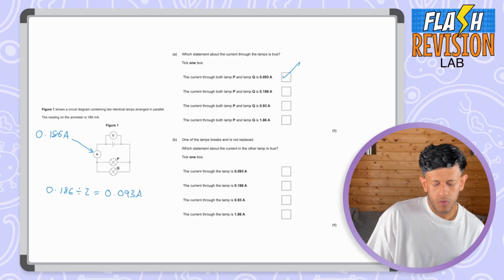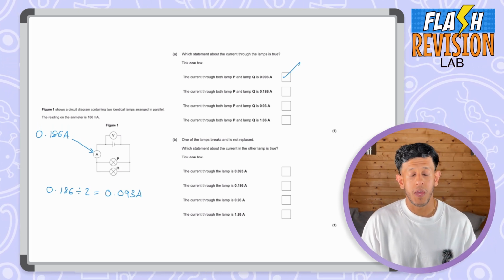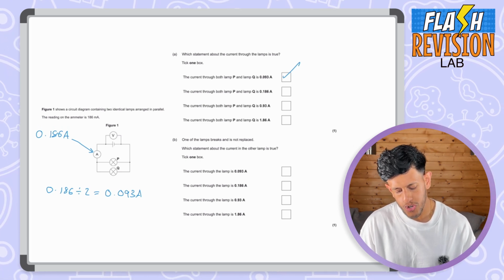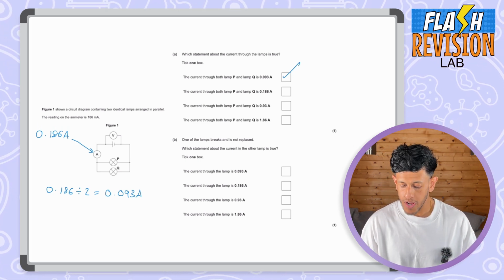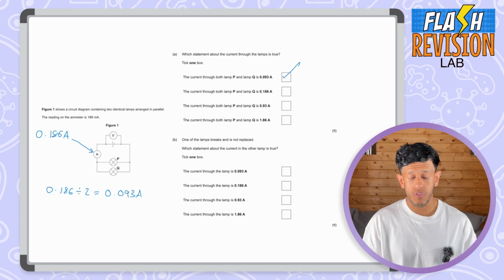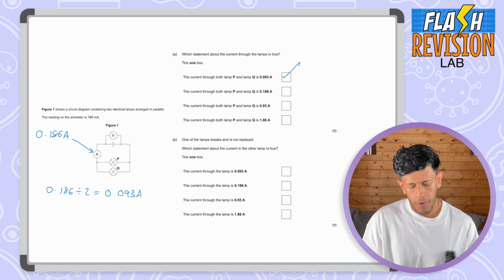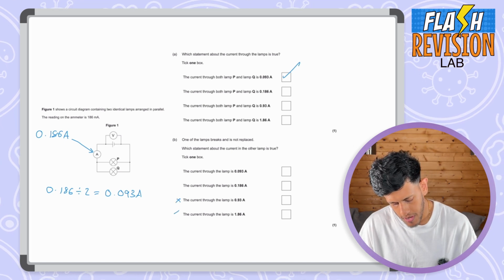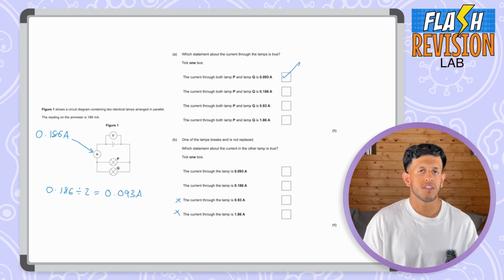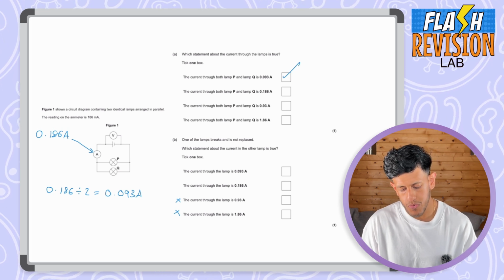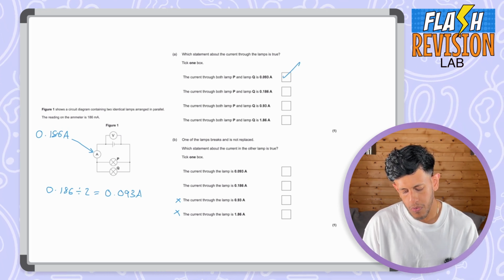Let's take a look at the second one then. It says one of the lamps breaks and is not replaced. Which statement about the current in the other lamp is true? So it's the current through the lamp: 0.093, 0.186, 0.93 or 1.86. Now equally again, the things that aren't true for both questions is that it can't be 0.93 or 1.86. They're not going to be bigger than the current that's actually in the circuit. So it's between either being 0.093 or 0.186.